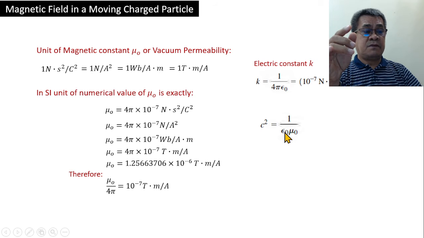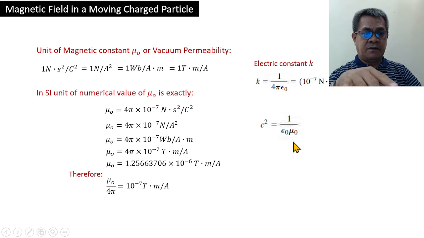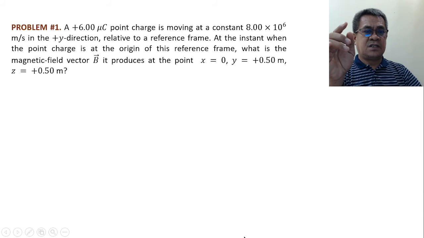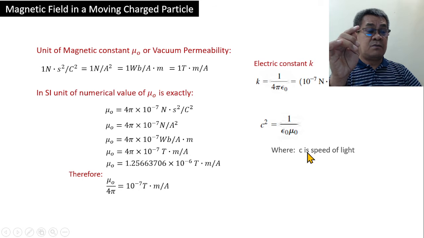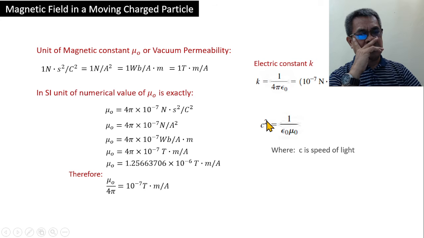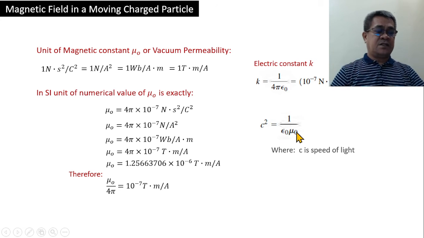So if you substitute the permittivity value, which is, what is this? This is 8.854 times 10 to the negative 12, and this one is 4 pi times 10 to the negative 7. If you simplify this, substitute everything, then you can calculate the speed of light, which is very close to 3 times 10 raised to 8 meters per second. So this is actually the exact relationship of the speed of light. So C squared is equal to 1 over permittivity times the permeability.